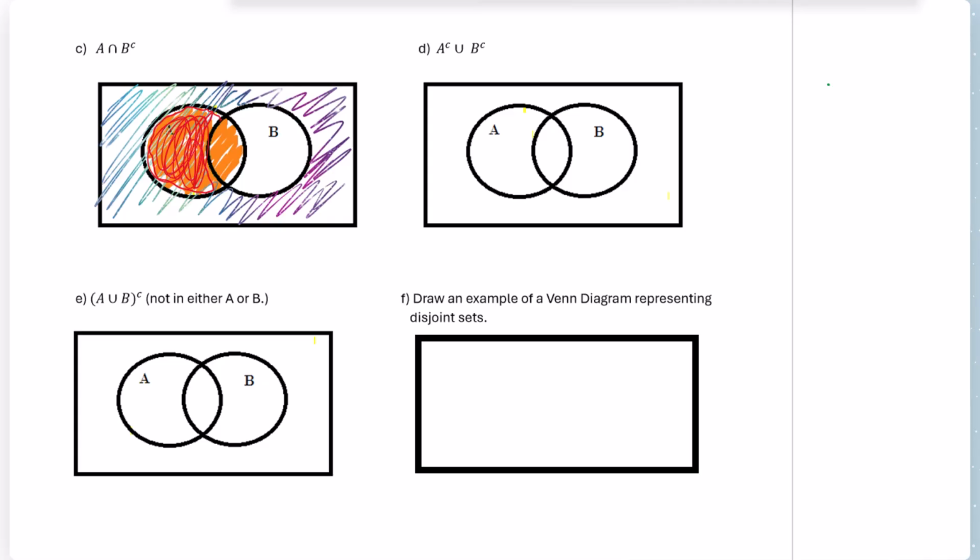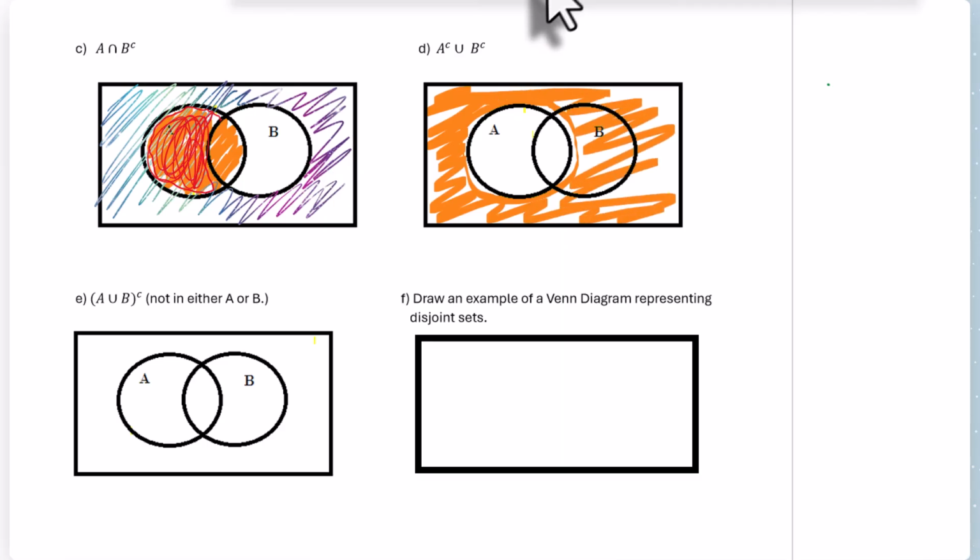All right, looking at our next one, we are looking for A complement union B complement. Now a union merges it all together. So I'm going to highlight A complement, and A complement is everything outside A. So just doing a little quick sketching here for everything outside of A.